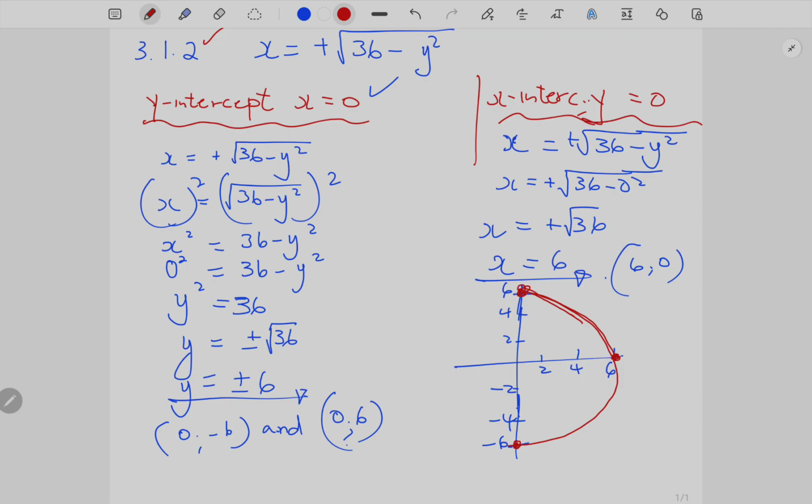You can label it because you must clearly show all the intercepts. So here it is (0, 6), here (6, 0), then here (0, negative 6). Okay, and then let us see the marker location and the labeling. The labeling is x is equal to positive square root of 36 minus y squared. And then what is the name of the graph? It's a semicircle. This is what they are looking for.